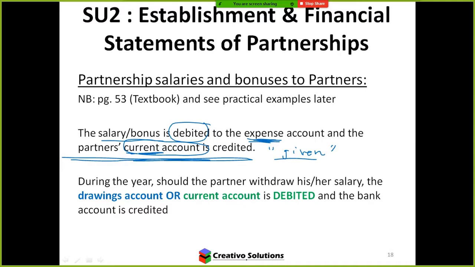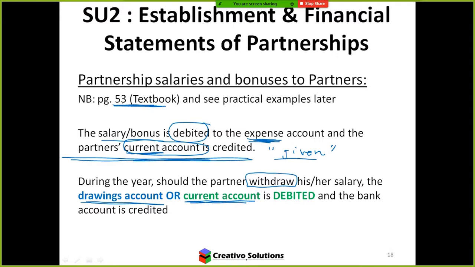So when you process the salary or the wage, okay, you always have two options, all right? During the year, you can have a partner that withdrew his or her salary, and if you had that occur, you could have processed it through drawings, or you could have processed it through current account. It doesn't matter. Okay, the point is, whether you're debiting the current account or whether you're debiting the drawings, the net effect is still the same. Right? The textbook actually describes it. It might be on a different page if you've got a more recent edition.